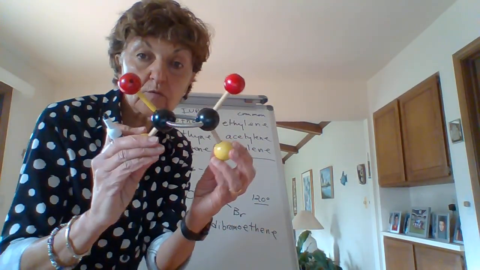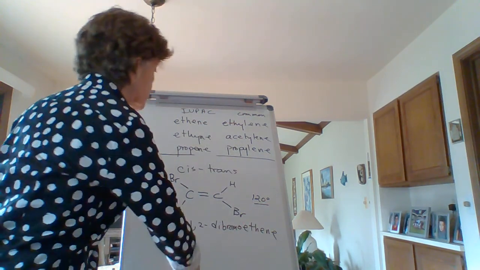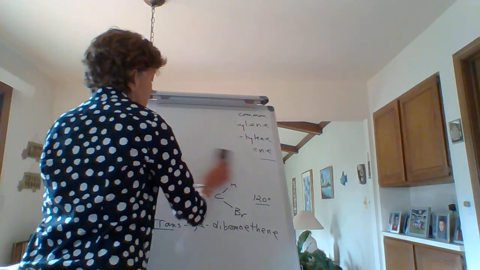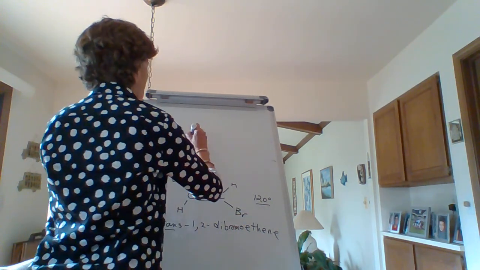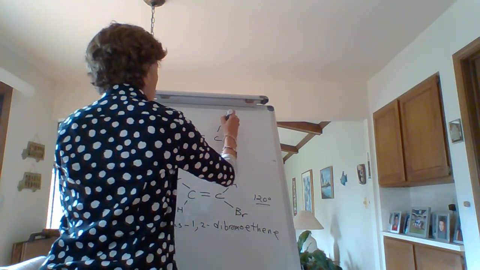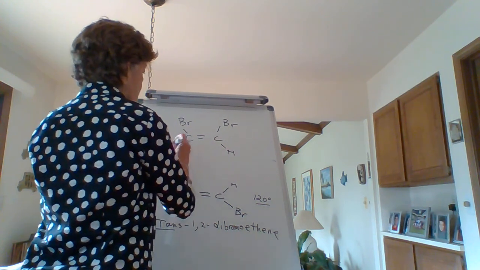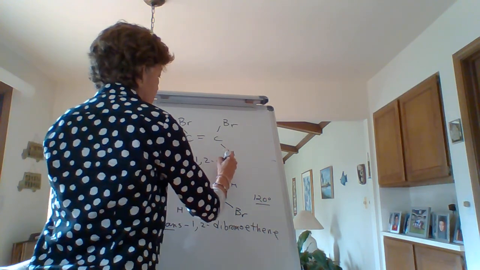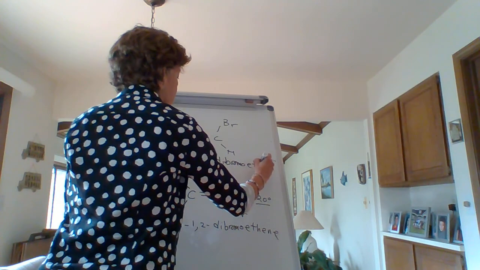The second one over here, they're on the same side of the double bond, and so that's when we use the term cis. So let's draw that out. Also 120 degrees. This would be cis-1,2-dibromoethene.